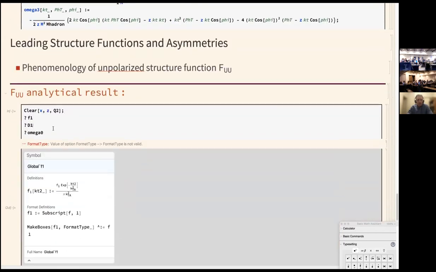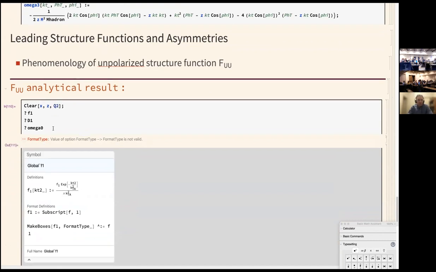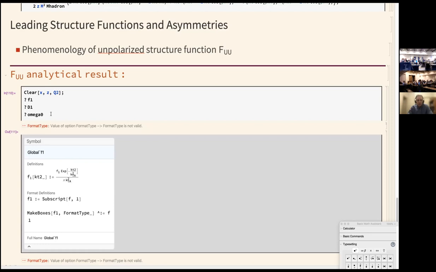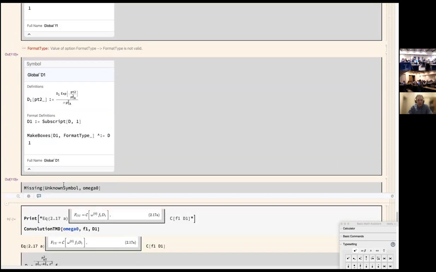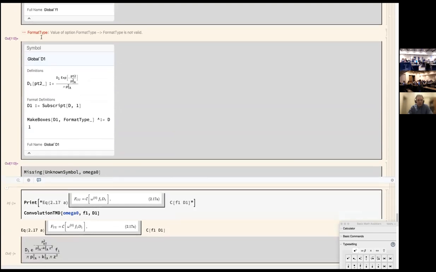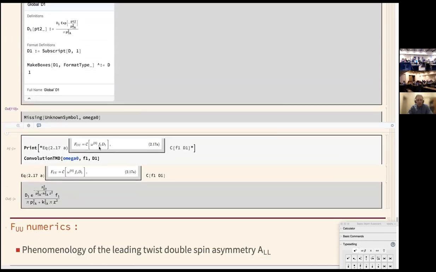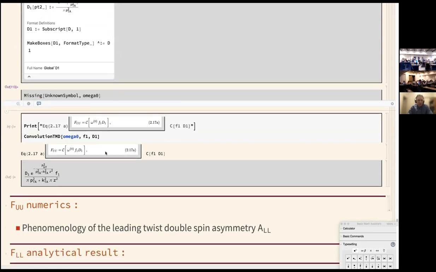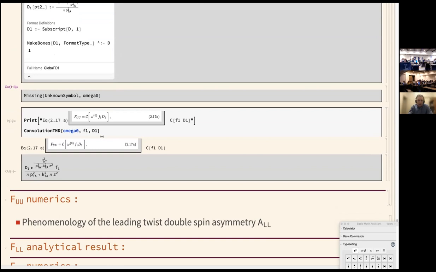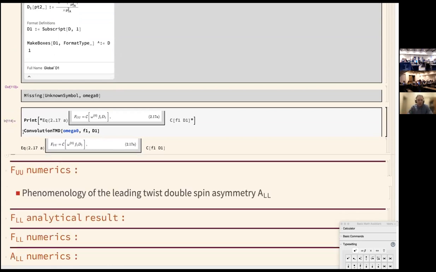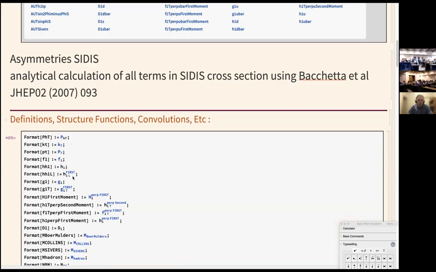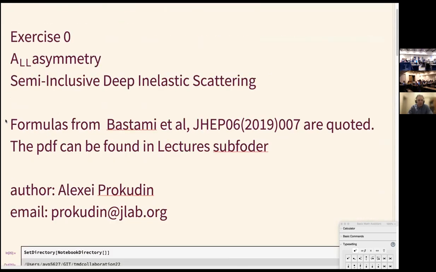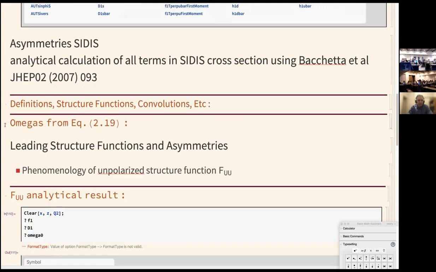And that's the FUU analytical results. So what I'm doing here is asking, what's F1, what's D1? F1 is my unpolarized distribution, D1 is the unpolarized fragmentation, and omega zero is just one. That's because I need to do omega zero F1 D1, so one F1 D1 here. And then let's try to do this integration. What I'm asking Mathematica is to do the convolution. Oh, really? It tells me this. So probably I didn't evaluate this part.